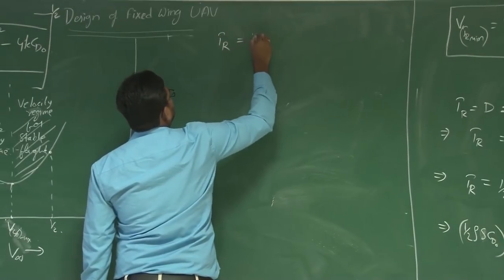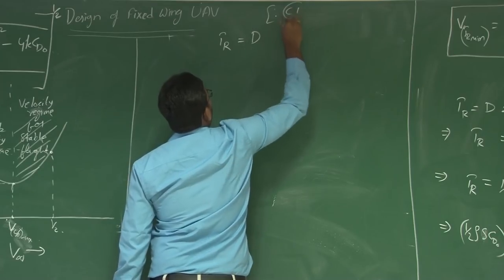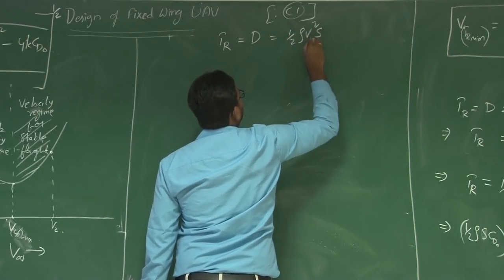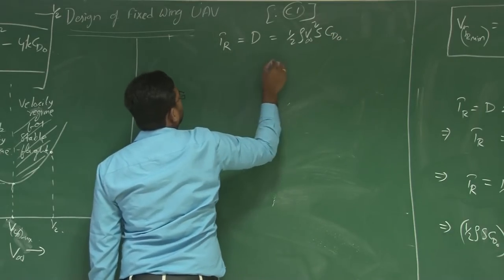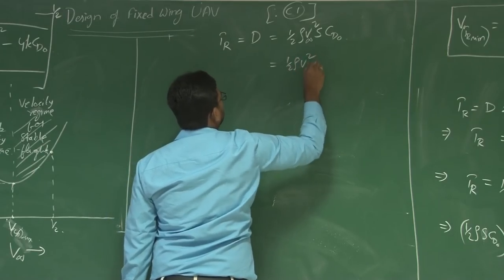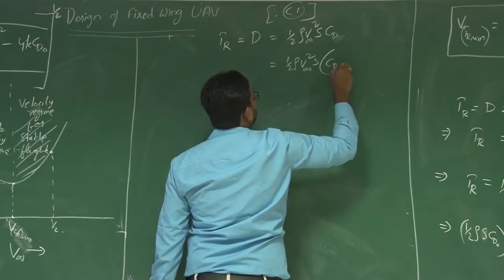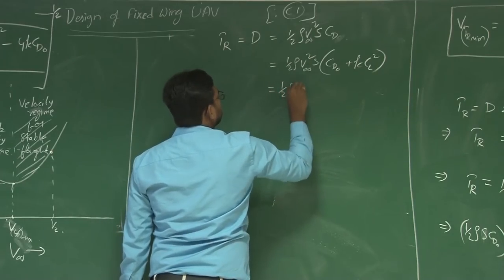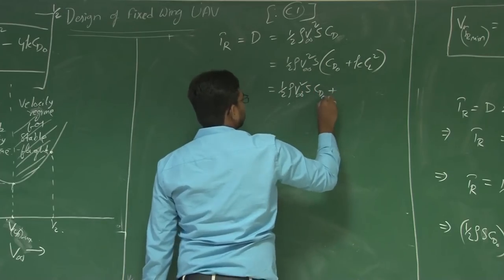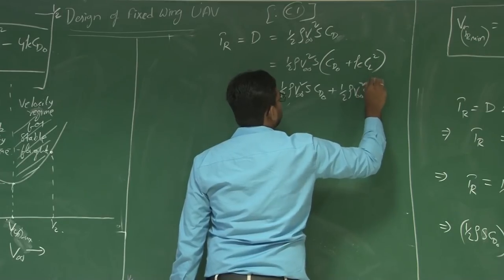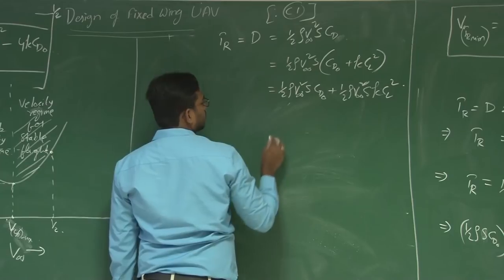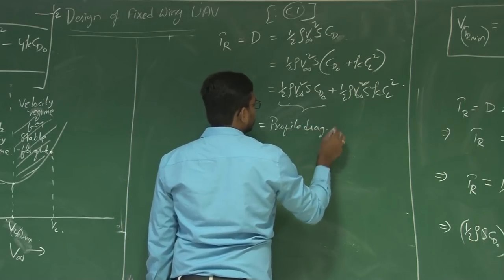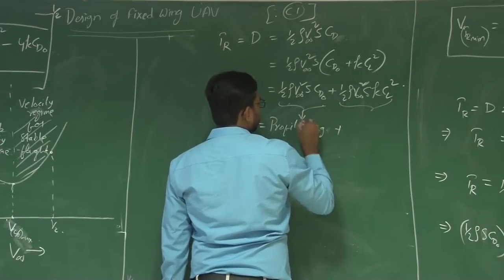What is thrust required? From C1, thrust required is drag for a level flight. Thrust required is drag, which is expressed as half rho V square S into CD, that equals half rho V square S into CD naught plus K CL square. So please make a correction here, it's CD, not CD naught, right? So this equals half rho V infinity square S into CD naught plus half rho V infinity square S into K CL square. So we call this part profile drag, and this part induced drag.